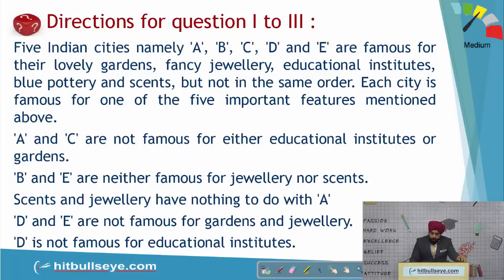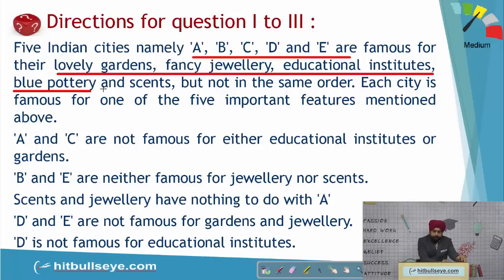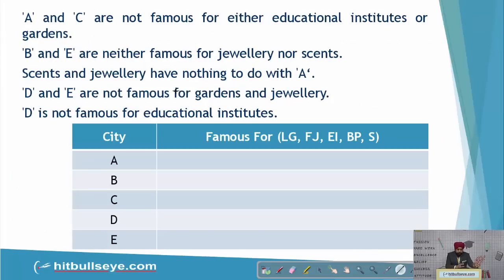After that, as I told you, analytical reasoning appears regularly. This is a set based on 5 cities. They are famous for 5 different features, defined with some directions. Let's make this table here. This table lists 5 cities, famous for 5 different things, written in short form. LG stands for lovely gardens, FJ for fancy jewelry, EI for educational institutions, and so on. Now A and C are not famous for educational institutions as well as lovely gardens.